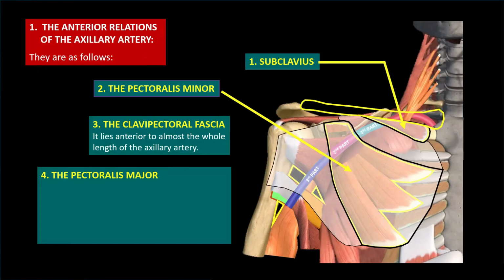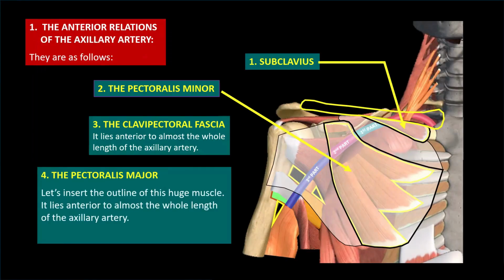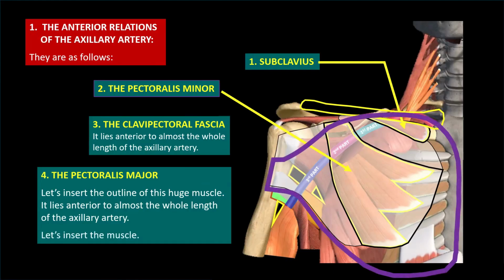4. The pectoralis major. Let's insert the outline of this huge muscle. It lies anterior to almost the whole length of the axillary artery. Let's insert the picture of the muscle.